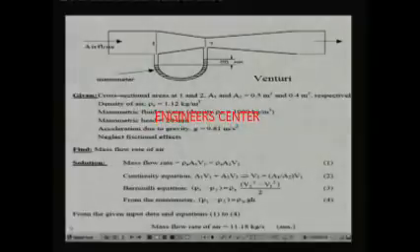So this is an application of the Bernoulli equation to a venturi. Now what is a venturi? A venturi is a device for measuring flow rate. Basically, it is normally used for measuring air flow rate or water flow rate.